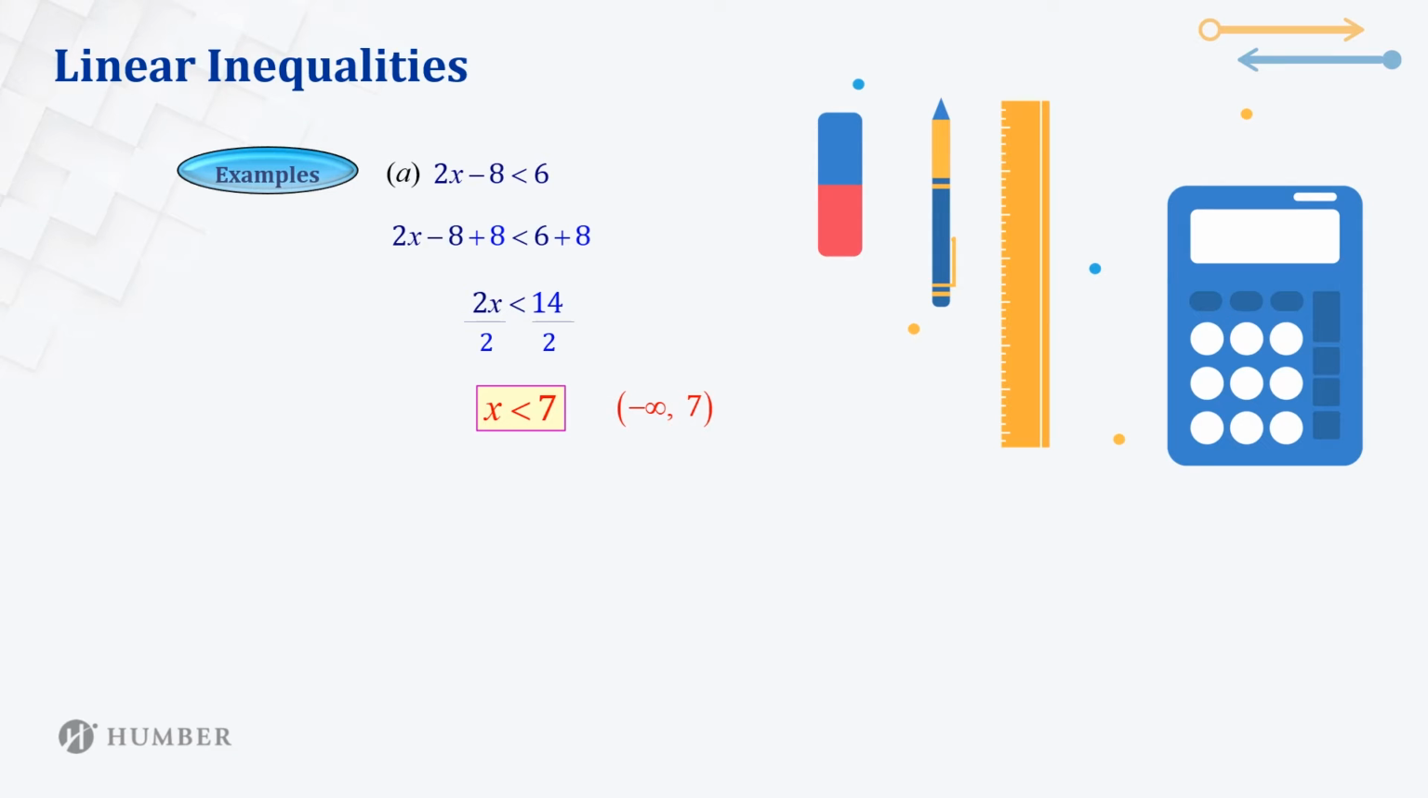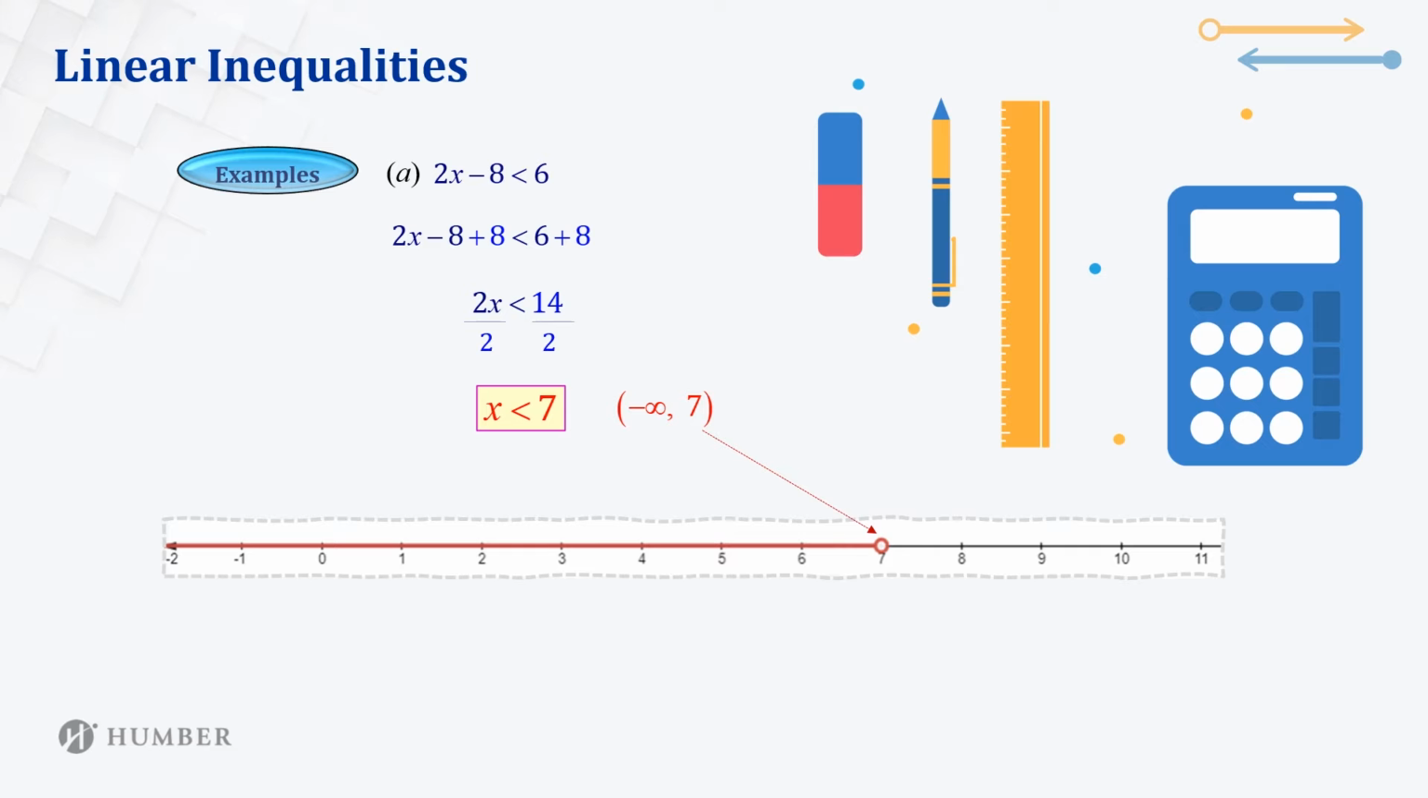Please note that the opening small round bracket means that the right end point 7 is not included on the interval. This is a graphical representation of the solution.